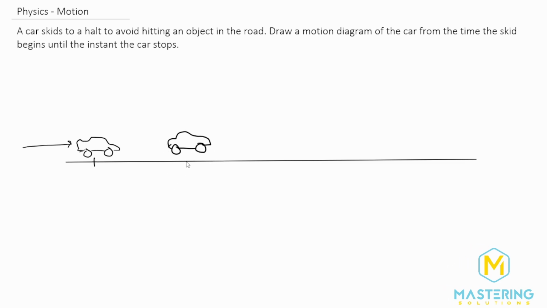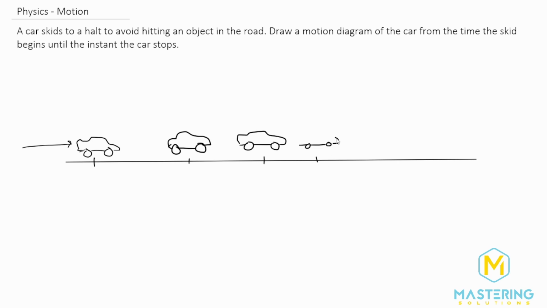So right here to here, we'll say this is, I don't know, it doesn't really matter, like half of a second. And then another half of a second down the road, the car is going to be down a little bit further, but not quite as far because it's slowing. And now another half a second later, we'll draw another car here.